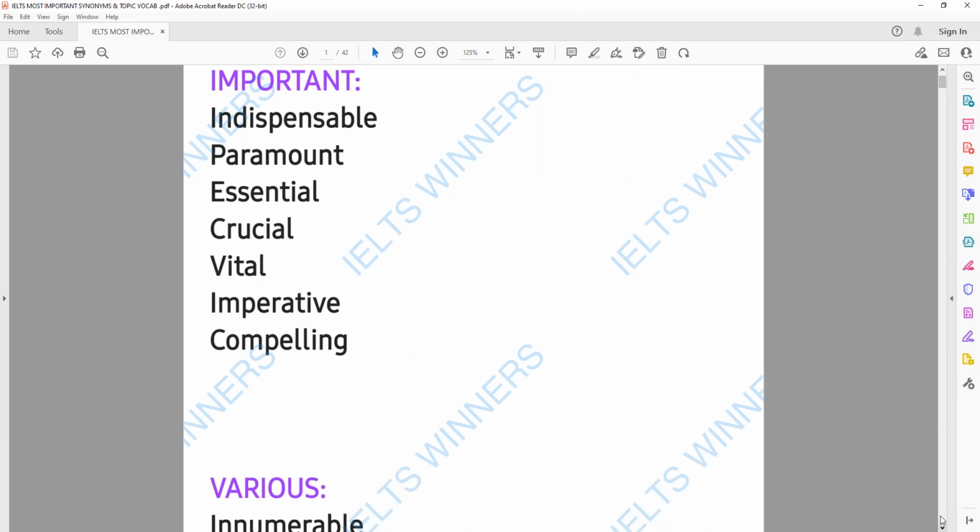It also has topic specific vocabularies at the end as well. So you can go through them all.